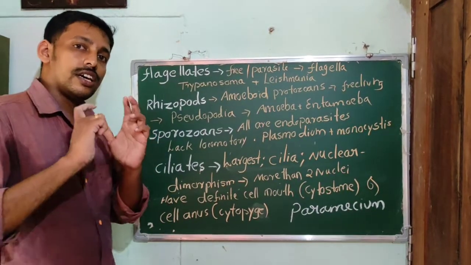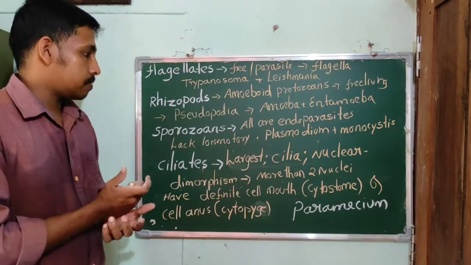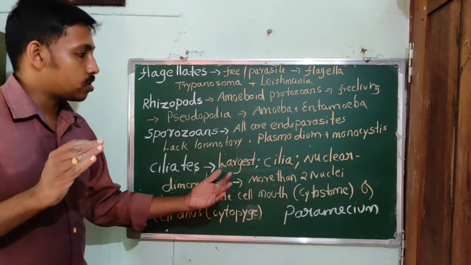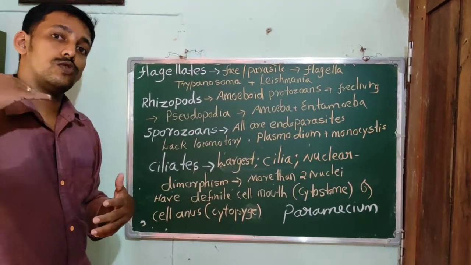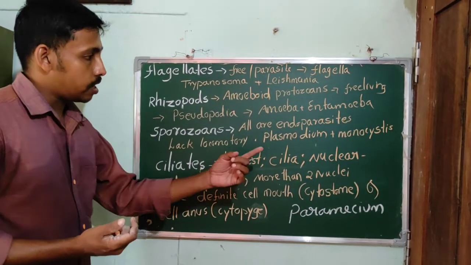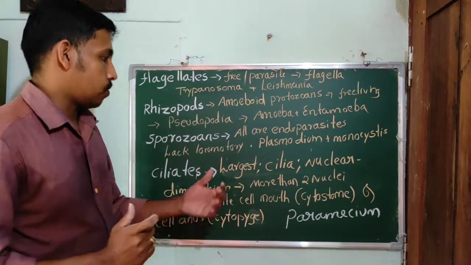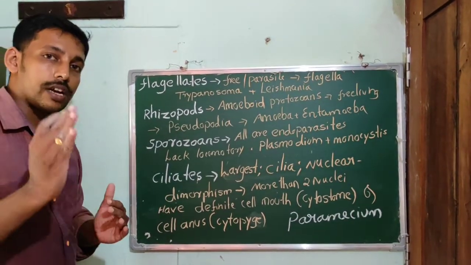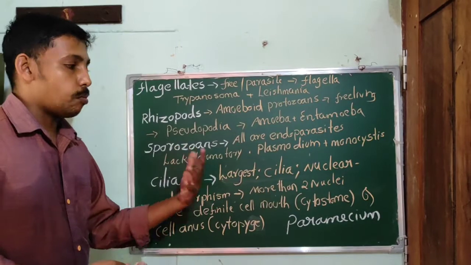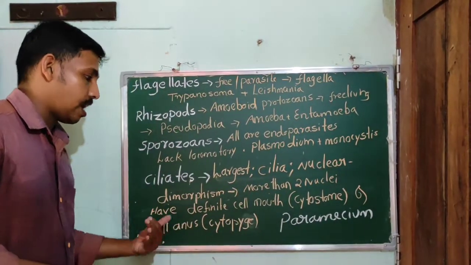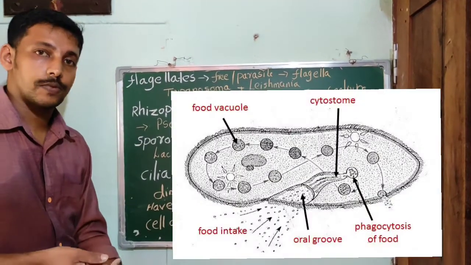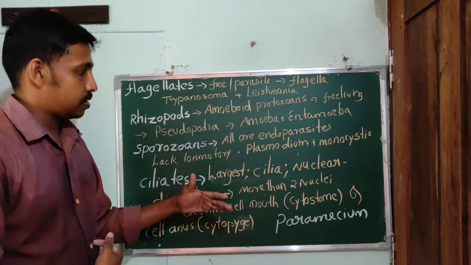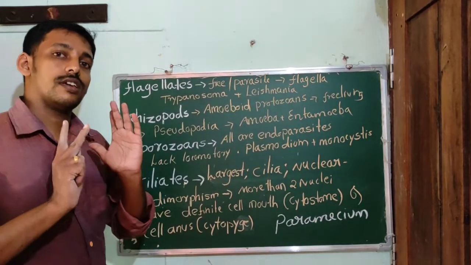Then the last one, the ciliates. These are the largest and most advanced forms of protozoans, and they show nuclear dimorphism. That means they may have more than 2 nuclei. The presence of more than 2 nuclei is known as what? Nuclear dimorphism. The locomotory organelles are what? The cilia. These are the only group under the protozoans which have a definite cell mouth, the cytostome, and a cell anus, known as the cytopyge. A common example is the Paramecium. So these are the 4 groups and their definite characters with examples.